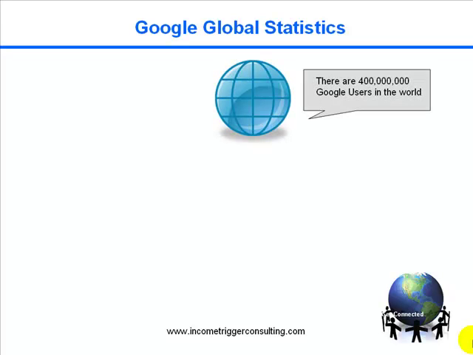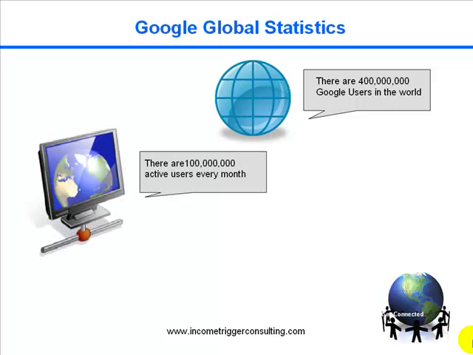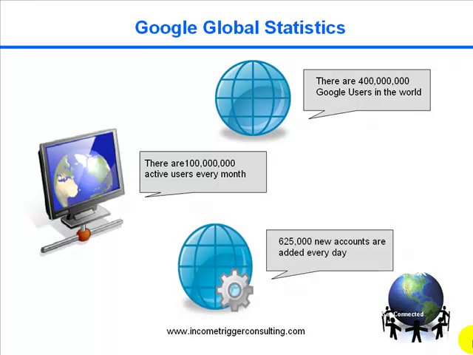To introduce you, just a few little bits and pieces, some global statistics on Google. Did you know that there are 400 million Google users in the world? And out of those, 100 million are active users every month. And of course, by the time you're looking at this, that's already well and truly redundant, because there are 625,000 new accounts added every day. That sounds like an awful lot of people to me.